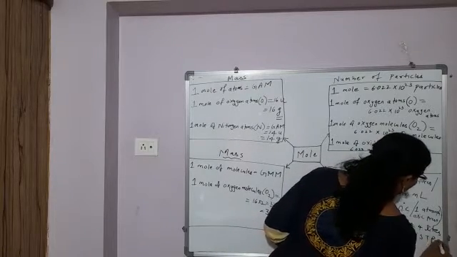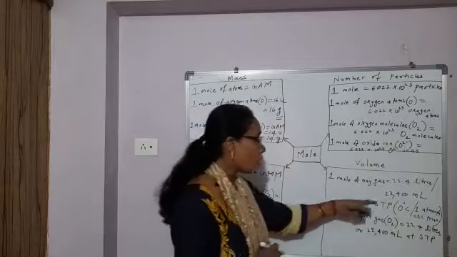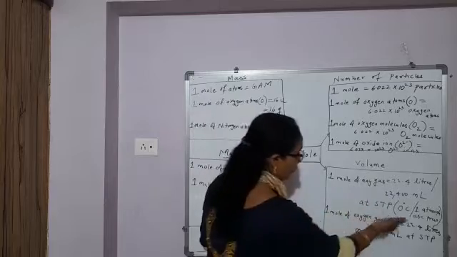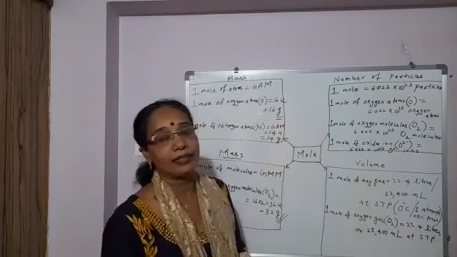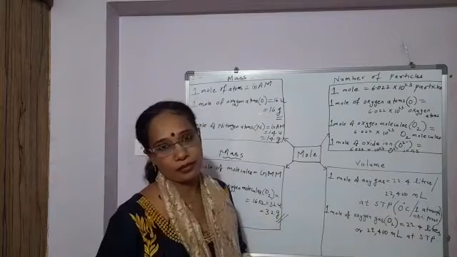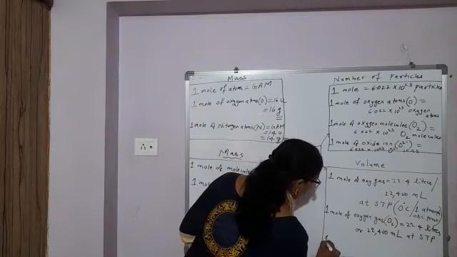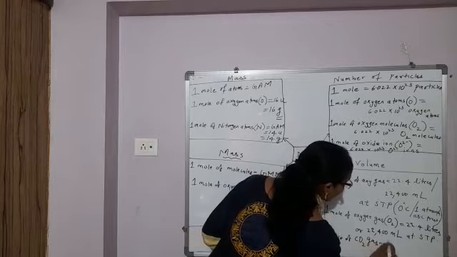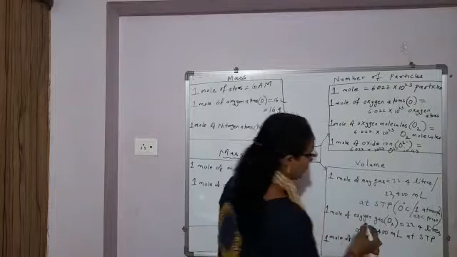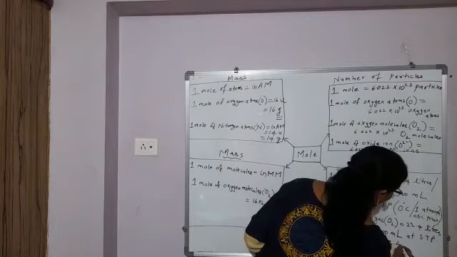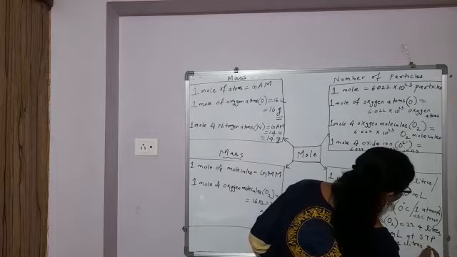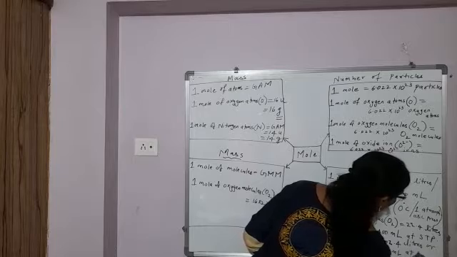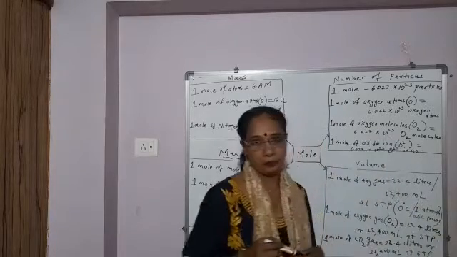At STP. If I say 1 mole of nitrogen gas, means its volume will be equal to 22.4 liters or 22,400 milliliter at standard temperature pressure. If I say 1 mole of carbon dioxide gas, so its volume will be equal to same 22.4 liters or 22,400 milliliter at standard temperature pressure.